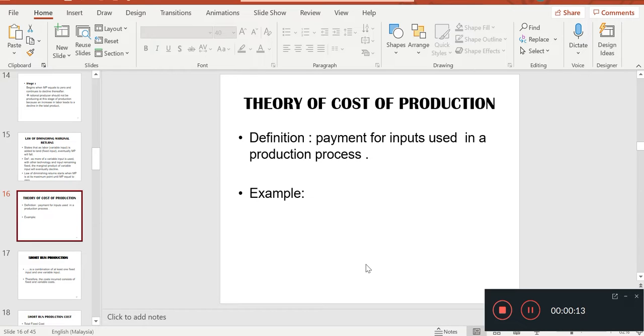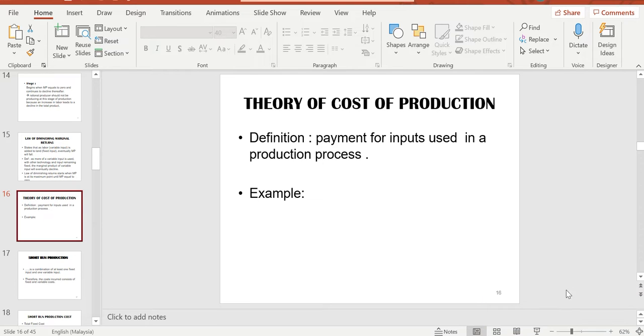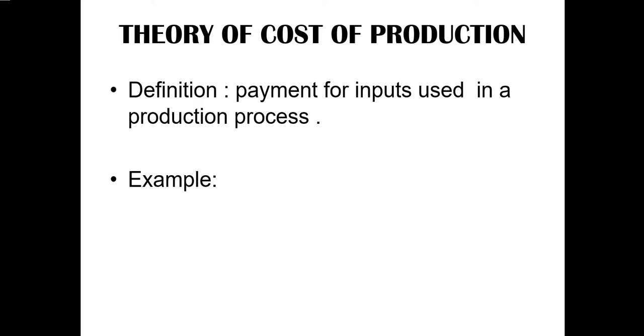For this teaching video, I'll proceed with the cost part of this particular topic 5. In topic 5, we have production and cost. So now we would like to see the cost structure from the point of view of short run and long run. Okay, so first of all, let's go with the definition of cost. Cost is the payment for the input that is used in the production process.